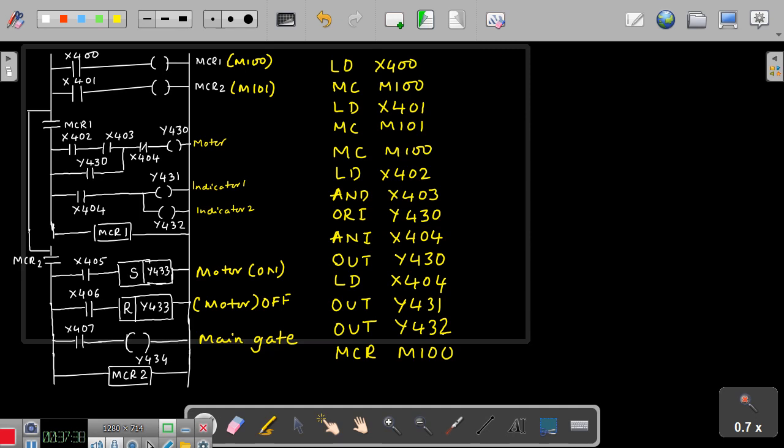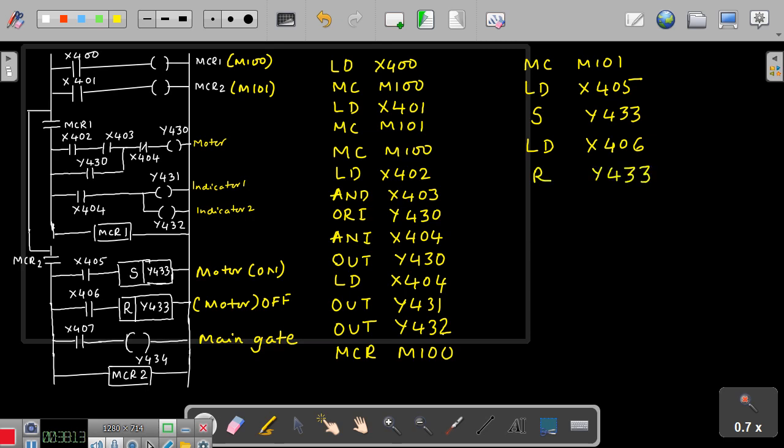Next, we have MC M101, LD X405, set Y433, LD X406, reset Y433, then again X407, OUT Y434.